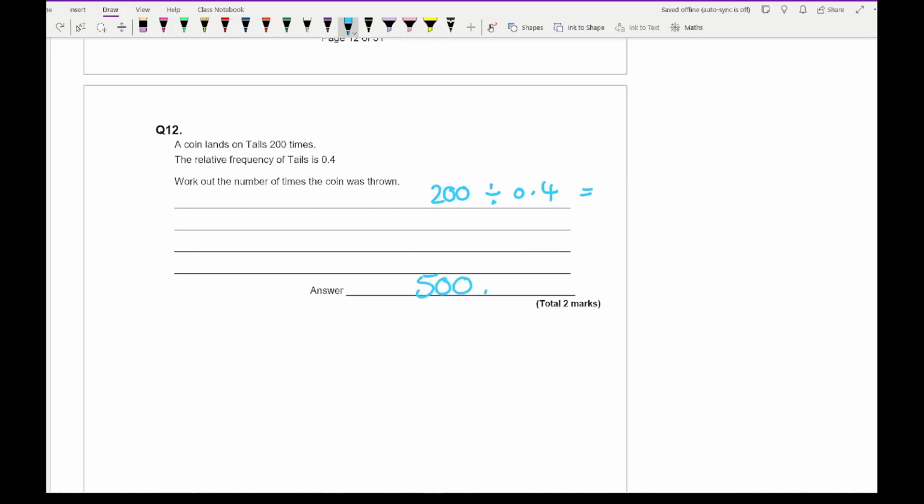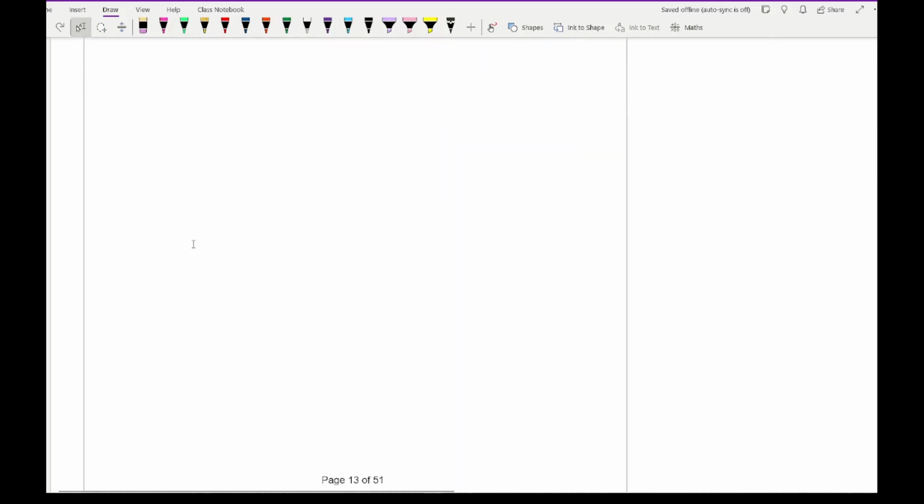And the reason again for that is because the relative frequency is equal to the frequency divided by the total number of trials. So then from this, if I'm wanting to work backwards, it's just a case of taking this over to the other side, in which then I've got 200 divided by 0.4, and that leaves me with the answer of 500.